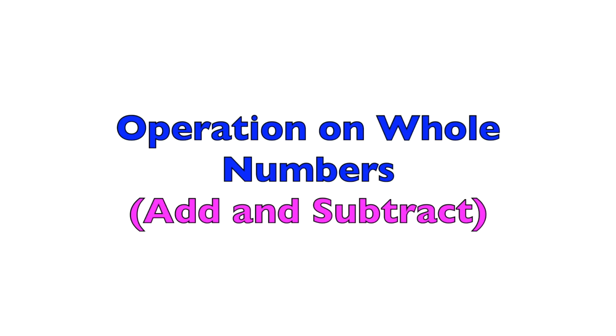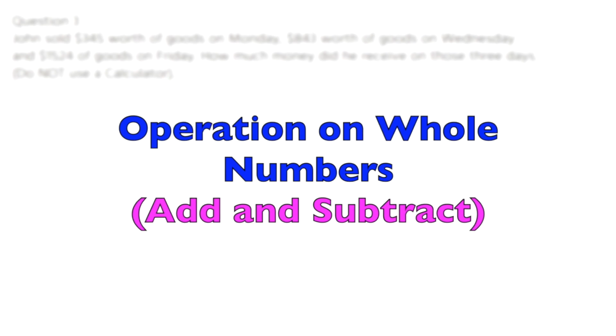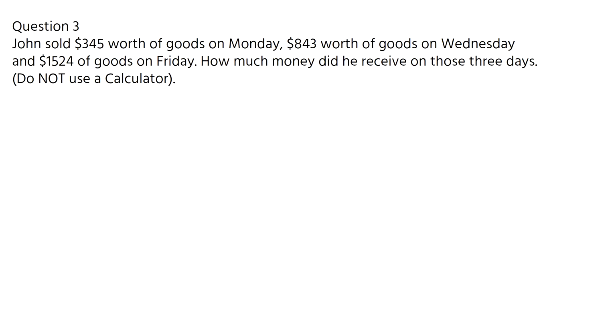Question 3. John sold $345 worth of goods on Monday, $843 worth of goods on Wednesday, and $1,524 of goods on Friday. How much money did he receive on those 3 days? Do not use a calculator. You are usually not allowed to use a calculator on GED math questions involving operations on whole numbers. This question is asking for the total amount of money. You will therefore have to add the 3 amounts.